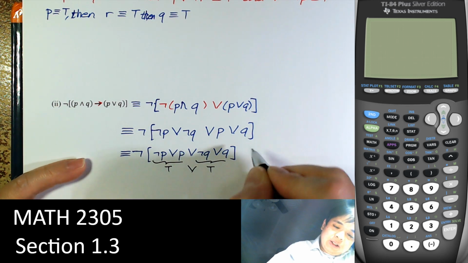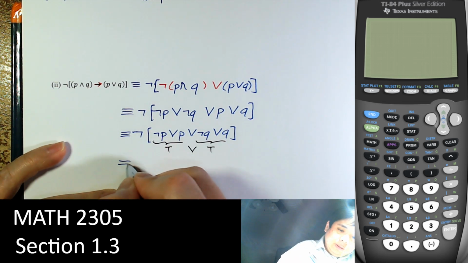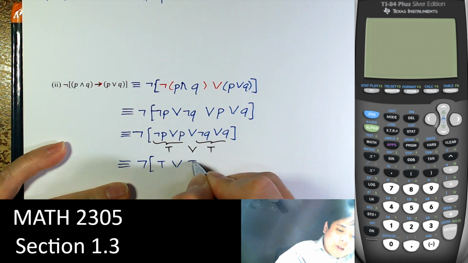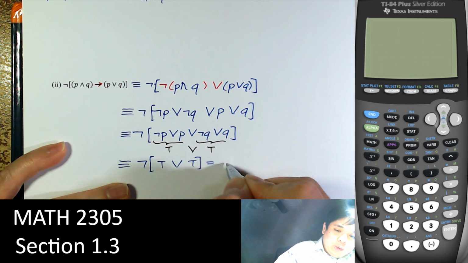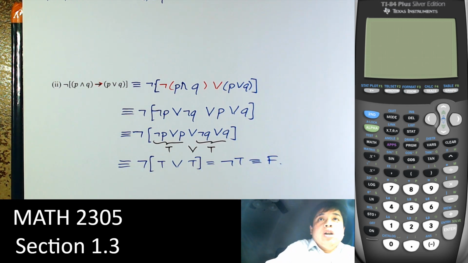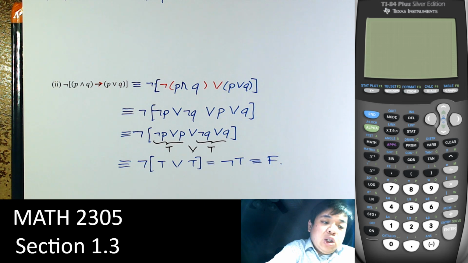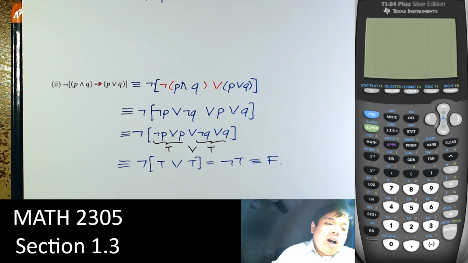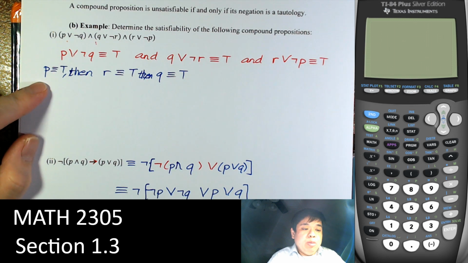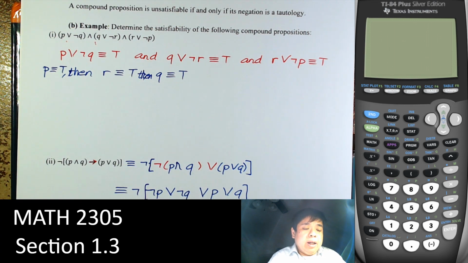So we have true or true, which is true. So we have the negation of true, which is false. So it doesn't matter what we choose, it's going to be false. So this one is unsatisfiable. Doesn't matter what we choose for P or Q, it will not work. The other one is satisfiable if we choose P to be true, R to be true, and Q to be true, and that certainly works.